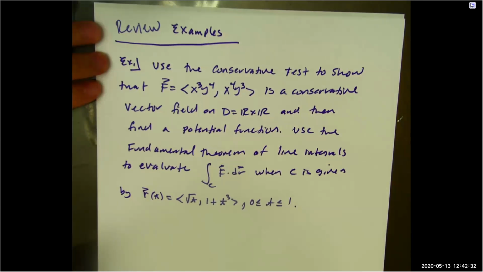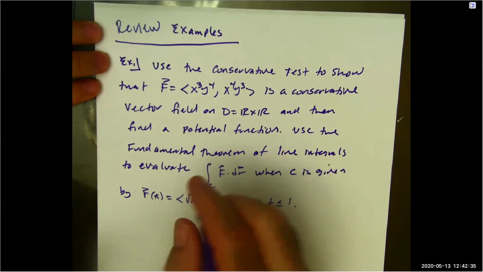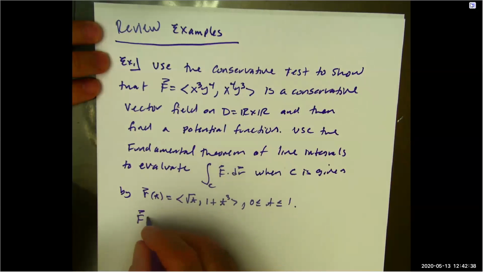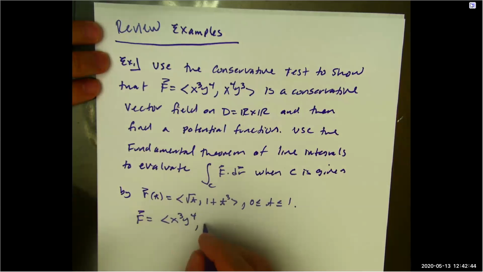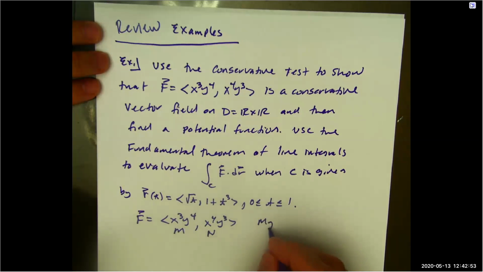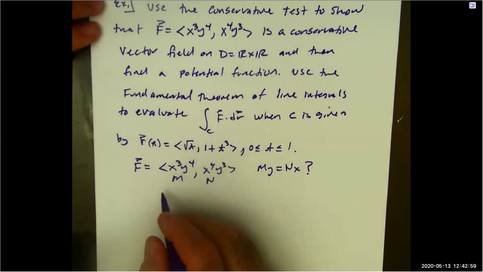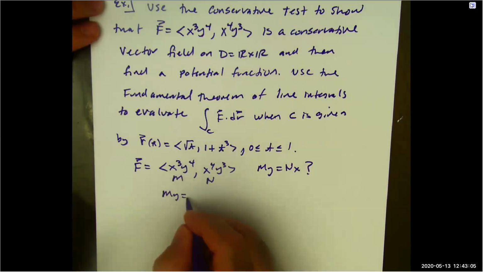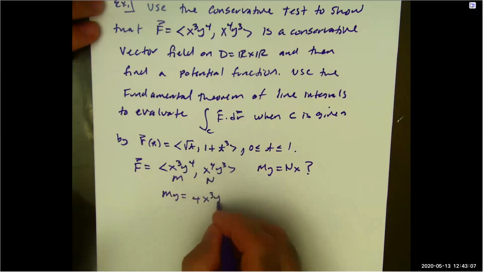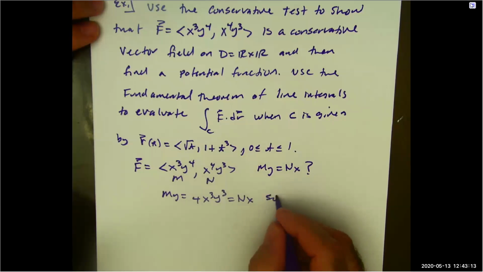So we have that. So it says that this is a conservative vector field. So we have F is equal to x cubed y to the fourth, and then we have x to the fourth y cubed. So if we call this M and this N, we want to check is My equal to Nx? If so, that means it's conservative. So we're going to check that. If we calculate My, we're going to get My is equal to 4x cubed y cubed. And then Nx would be the same. So F is conservative.